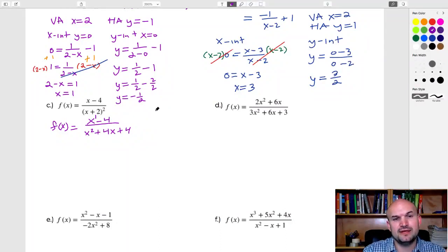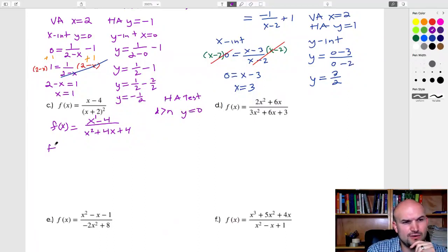What I notice is that the degree in the denominator is larger than the degree in the numerator. And if you remember, when the degree in the denominator is larger than the degree in the numerator, the horizontal asymptote is at y equals 0. I'll just say horizontal asymptote test: y is equal to 0. So I'll say horizontal asymptote, y is equal to 0.